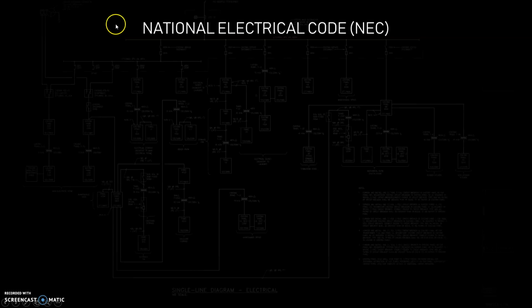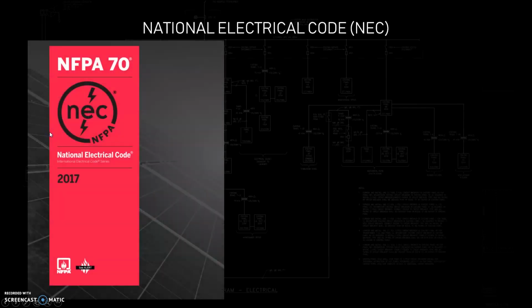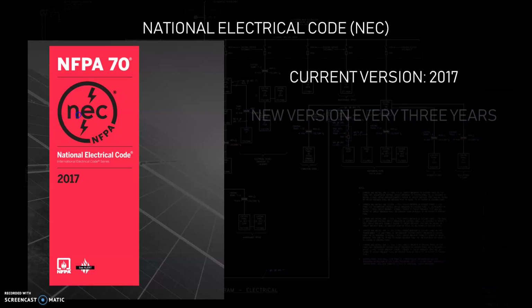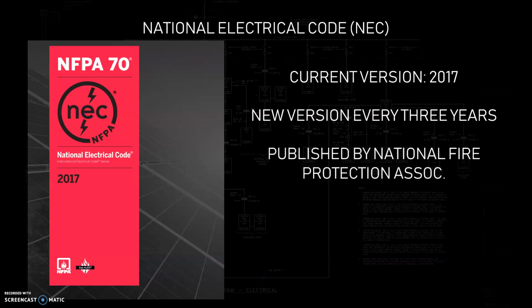It's kind of a must that you become very familiar with this book during your study here in these 4 years. So this is what our NEC looks like currently. Current version we're using is the 2017 for this school year. They print a new version every 3 years, so you can do your math and you can tell we're due for another one in 2020. So this will actually be the last year we're using this 2017 book.